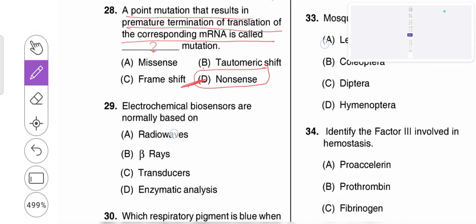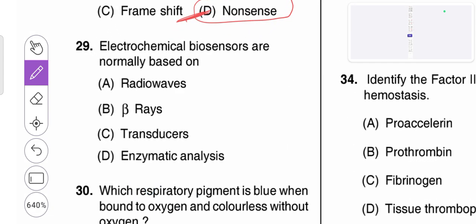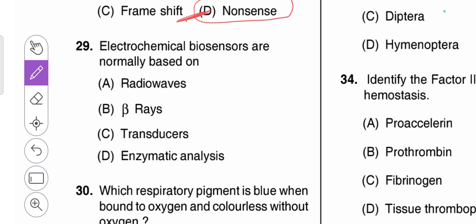Next one, 29th question. Electrochemical biosensors are normally based on, these biosensors are basically used for the analysis of enzymes, or enzymatic analysis. It is one of the enzymatic analysis. So 29, D is the right answer.